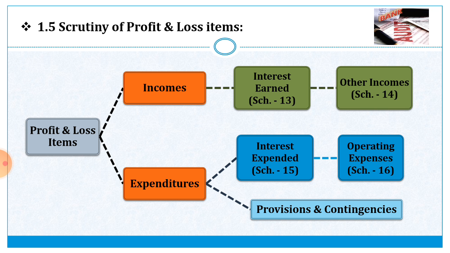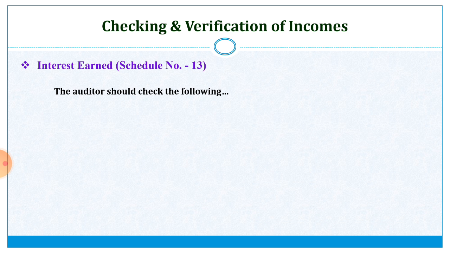Let's discuss the audit procedure for the income side of the profit and loss account. It means checking and verification of incomes. Schedule number 13 is related to the interest earned. Earned means received. While auditing this schedule, the auditor should check the following items.